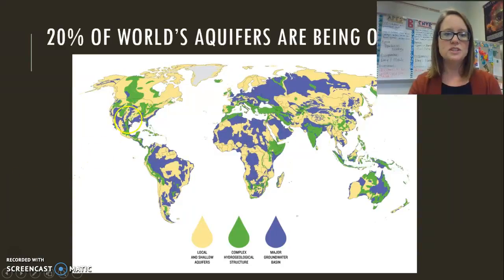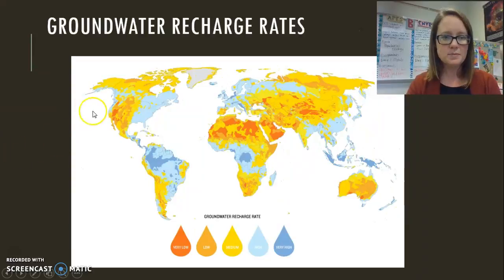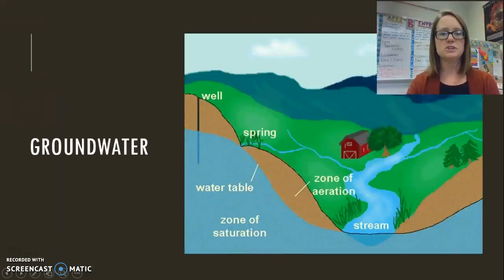One of our largest aquifers is called the Ogallala, and it's this blue one right here. And that provides a lot of the irrigation water for the Midwest. But notice in this map, it's medium to low in terms of recharge rate. So we are withdrawing water faster than it's recharging.